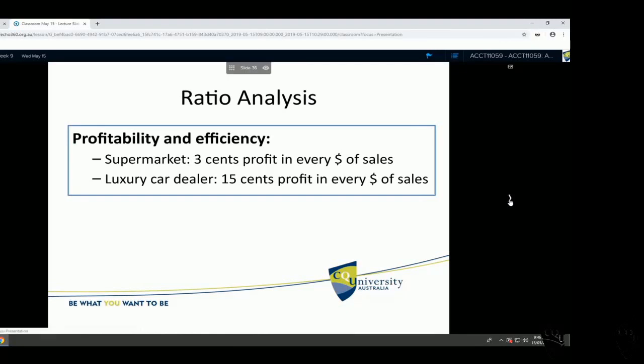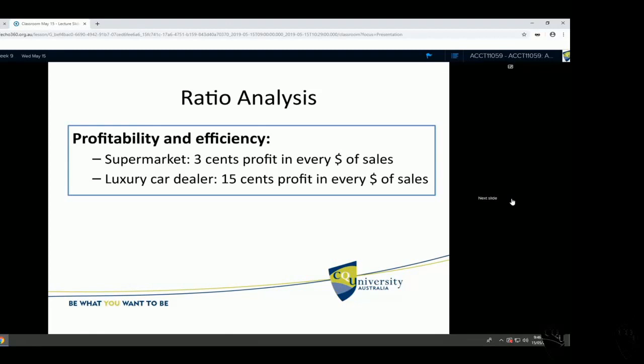Now, if you go to the supermarket, they might make 3 cents profit for every dollar of sales. You buy something for $1, they're making 3 cents profit. If you go and buy a luxury car, they might be making 15 cents profit. You buy it for $100,000, they might be making $15,000, 15 cents for every dollar of sales.